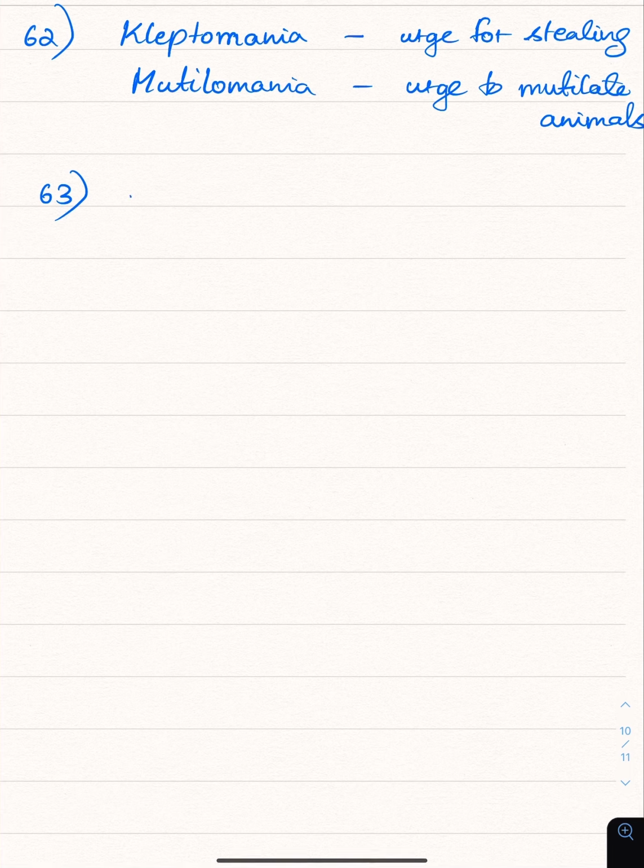Another question was, it's from forensic. Spanish windlass is, so the options were Bansdola was given, garroting was given, few others were also given. The correct answer is garroting.